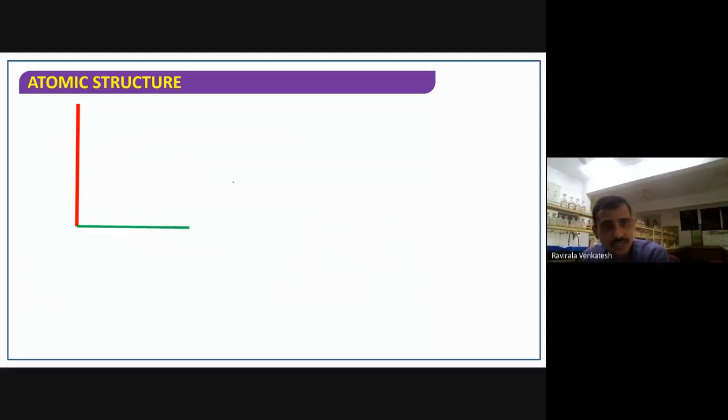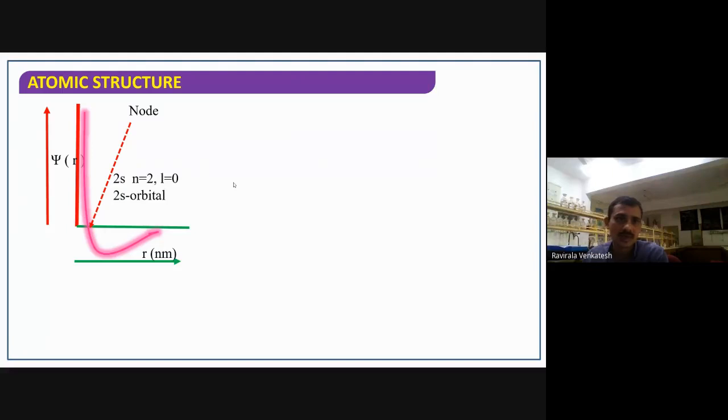Now let me take the 2s orbital. For 2s, how many nodes are we going to get? One node. We already found the n minus 1 formula for the total number of nodes: 2 minus 1 equals 1 node. See, this is the node, where the probability of finding the electron is 0. So 1 node it is. For 1s you don't have any nodes.